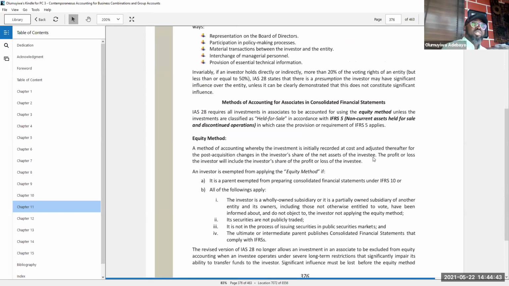Therefore, what is equity method? Equity method is opposed to a method other than consolidation and other than accounting for your equity stake in line with the requirement of IFRS 9, which is financial assets required to be measured at fair value. Okay, rather, what equity method says is this. I will switch to my workbook.